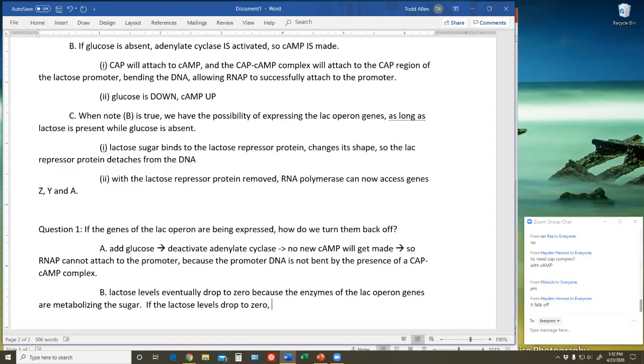If the lactose genes are actively being expressed, the lactose repressor is not attached to the operator. But if lactose levels drop off, if the lactose levels go to 0, what's the repressor protein going to do? Gang, do you see that if the bacterium eats all the lactose, then all of a sudden there's no lactose to attach to the repressor to keep the repressor off the DNA? So what's the repressor going to do?